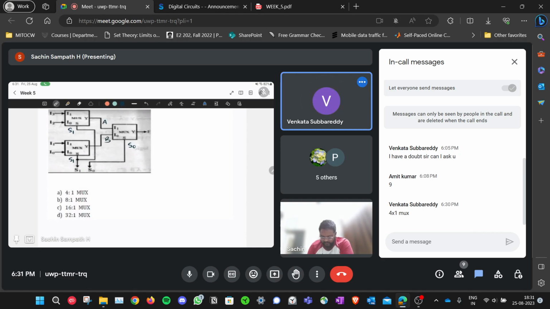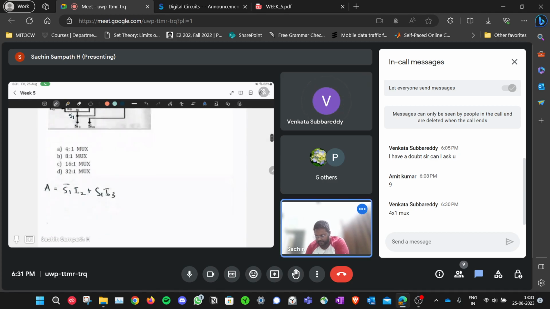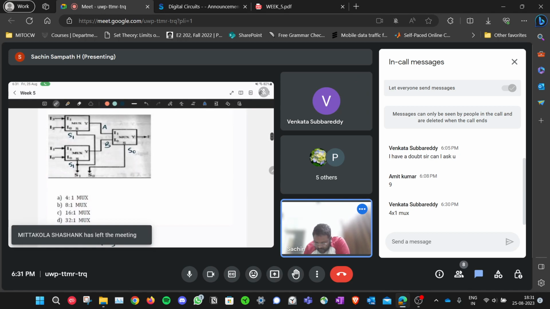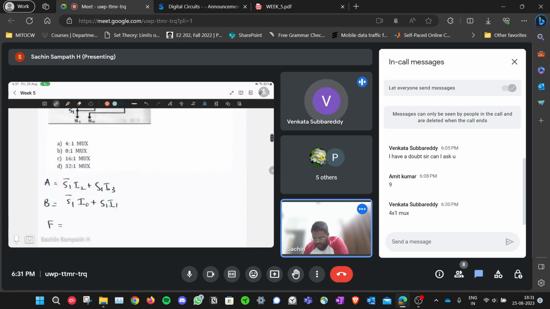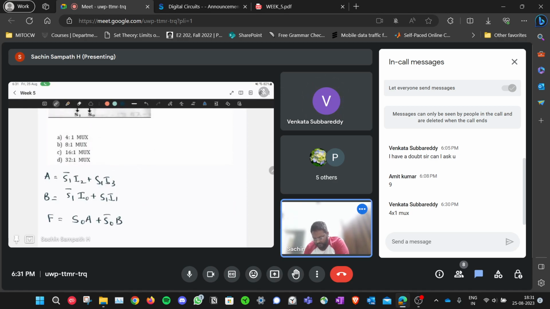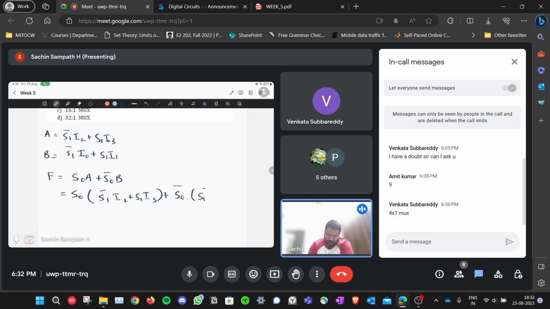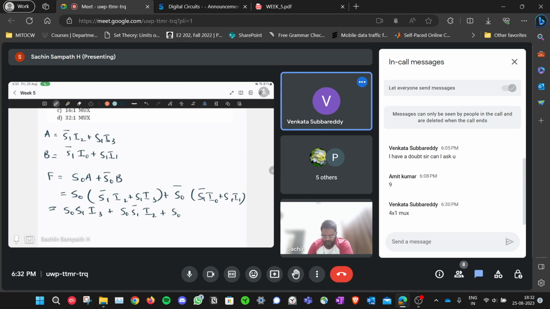Let's call it A and let's call this B. A is nothing but S1 bar I2 plus S1 I3. B is nothing but S1 bar I0 plus S1 I1, and the output F is S0 A plus S0 bar B. Now we plug in the values of A and B. You will get S0 S1 I3 plus S0 S1 bar I2 plus S0 bar S1 I1 plus S0 bar S1 bar I0.